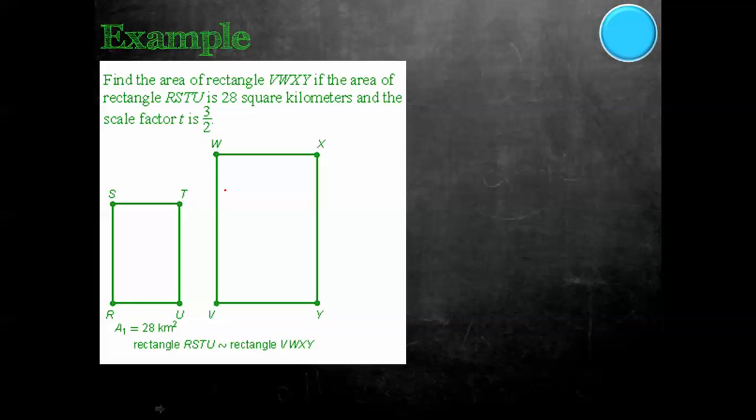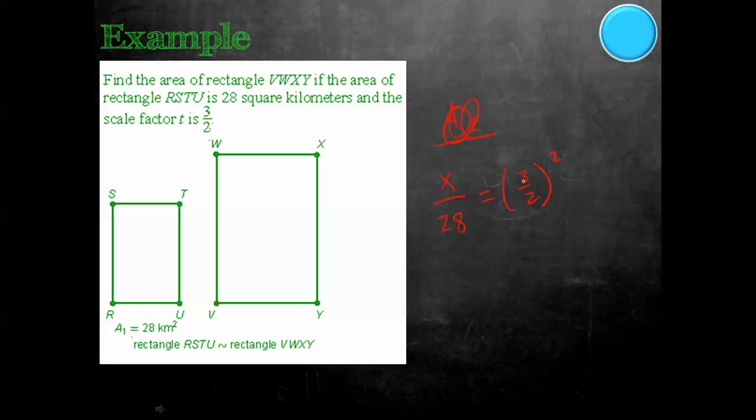Here it says, find the area of rectangle VWXY if the area of rectangle RSTU is 28 square kilometers and the scale factor is 3 over 2. Okay, so it tells us already here that A1 is 28. What we are trying to find is A2. So we have A2, and I'm actually going to call that x, over A1, which is 28. And it's going to equal our scale factor of 3 over 2 squared.